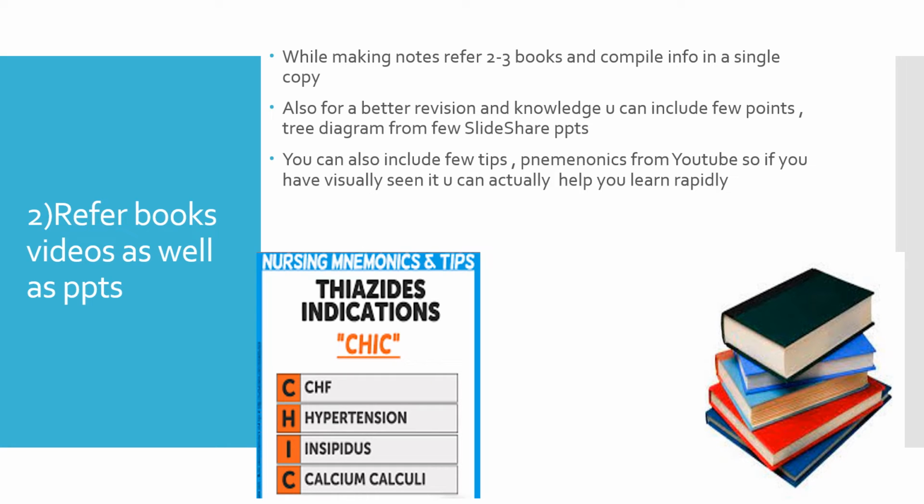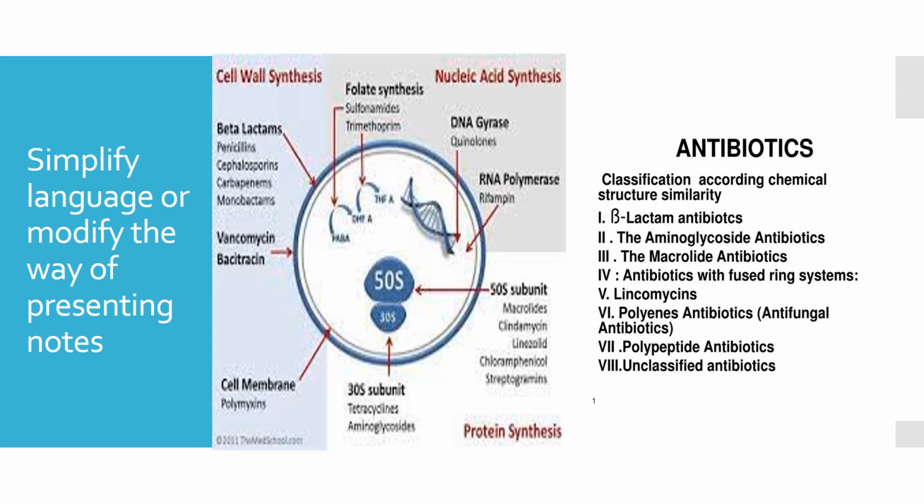But while referring, we need to see that we refer to two or three books, because in one book all the data might not be available. So if we compile the data of two or three books in one particular copy, it would be useful for us. For better knowledge, we can also use PPTs from SlideShare and YouTube channels, because sometimes they have better mnemonics, better flowcharts, or a better way of explanation. So we can definitely rely on that.